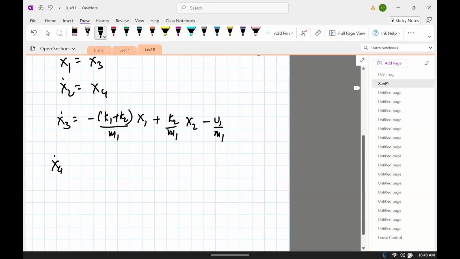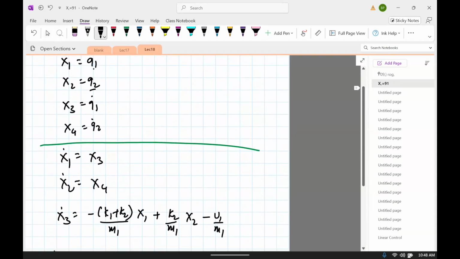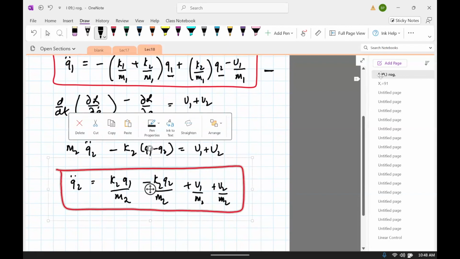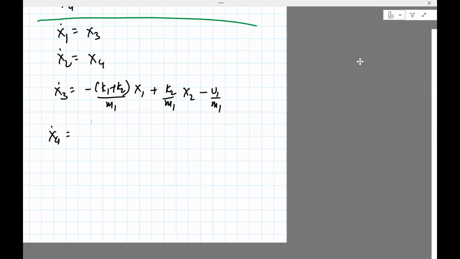And then x4 dot, what is x4? x4 is q2 dot, and so x4 dot is q2 double dot. So if you go here, that's q2 double dot. I'll write it in terms of x1, x2 again. So x4 dot equals k2 divided by m2 x1 minus k2 x2 divided by m2 plus (u1 plus u2) divided by m2.